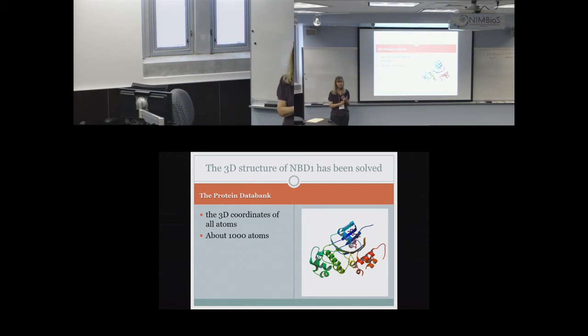CFTR has 1,482 amino acids. It's a huge molecule, right? And each amino acid has 10, 12 atoms. So you're looking at close to 15,000 vertices if you're going to let each vertex represent an atom. So that might not be too good. Or close to 1,500 if each vertex represents an amino acid.